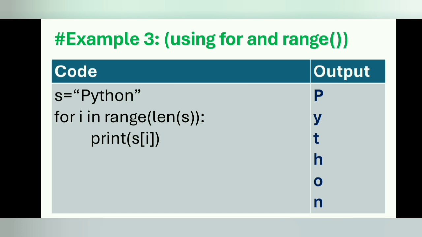For instance, in the first iteration, the i value is 0. So the print statement will display the first character P. In the second iteration, the i value is 1. So the print statement will display the second character Y. This process continues until the i value is 5.